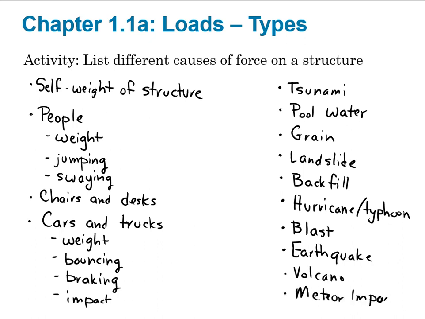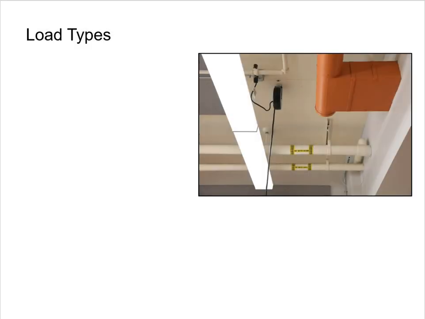Your list, combined with mine, still does not cover all the possibilities that engineers should be considering. So codes are developed to give us a way to organize and consider the various loads. The codes group the different causes into categories. Let's talk about the most common load types or categories.